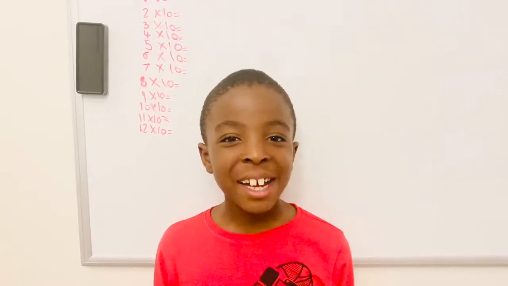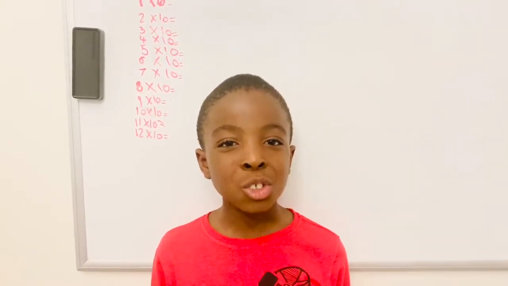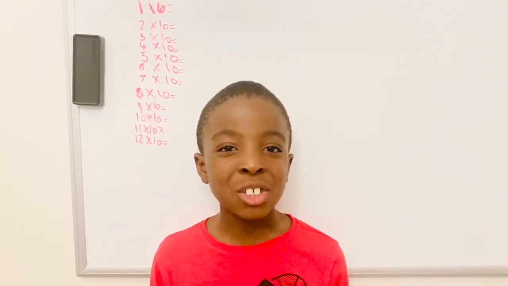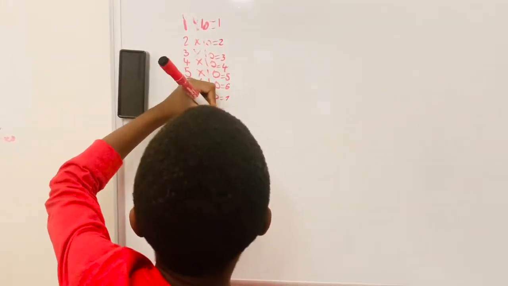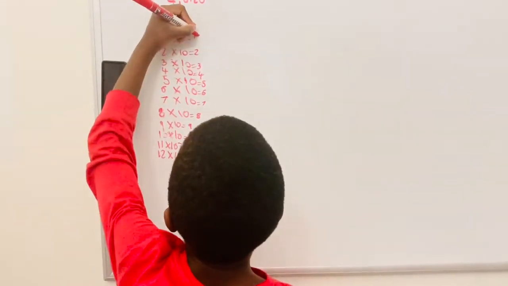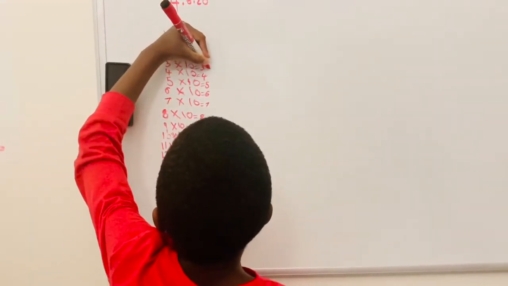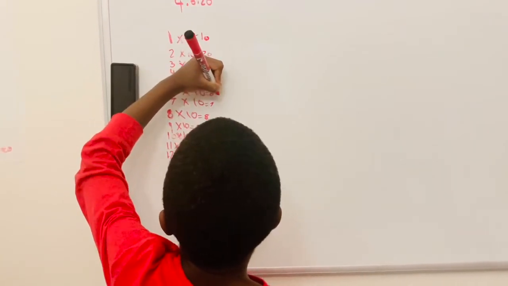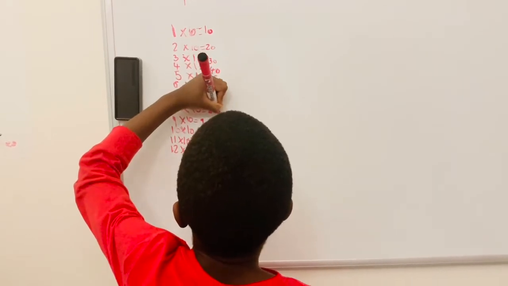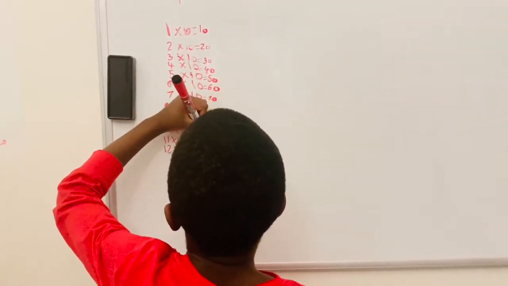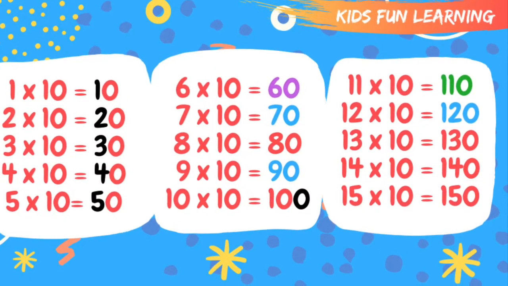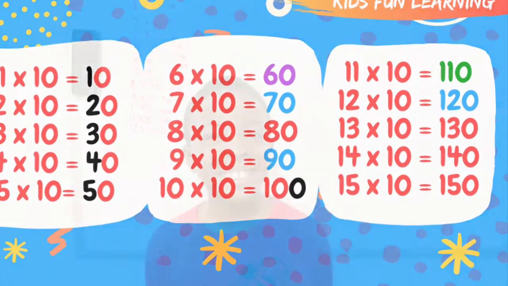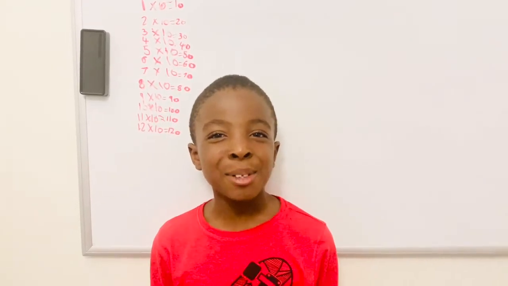The 10 times table ends in 0. Write down 1 to 12 again and put 0 next to it. We will now add 0. 10, 20, 30, 40, 50, 60, 70, 80, 90, 100, 110, 120. So that's it! The 10 times table ends in 0.